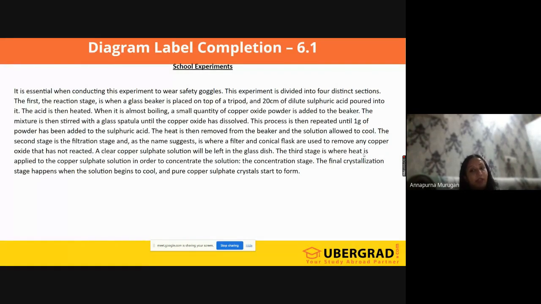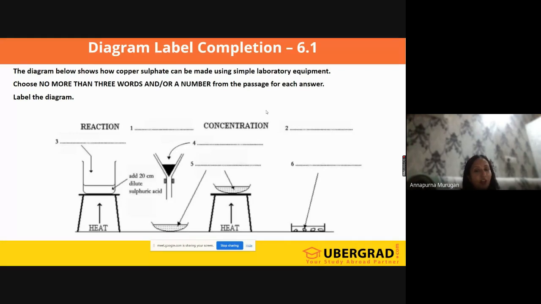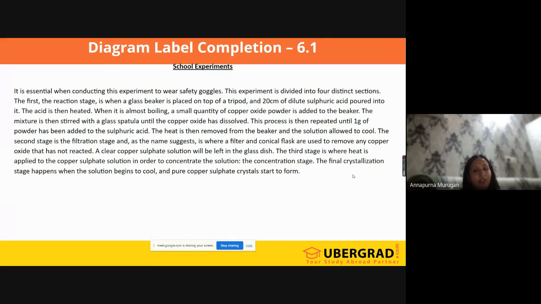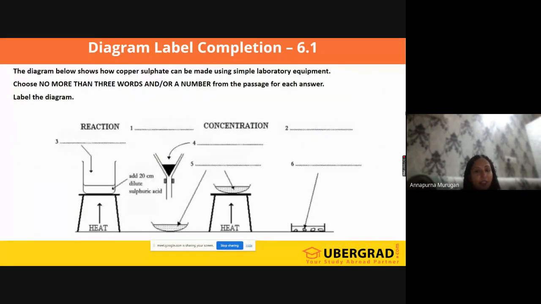The third stage is where heat is applied to the copper sulfate solution in order to concentrate the solution. The concentration stage, which is the third stage, is already given. Now, the final crystallization stage. Yes. What is the final one? Lakshit had given it already. The second one is crystallization. Yes. No, it is just copper sulfate solution, the fifth one. The fifth one is copper sulfate solution, and the second one is crystallization.